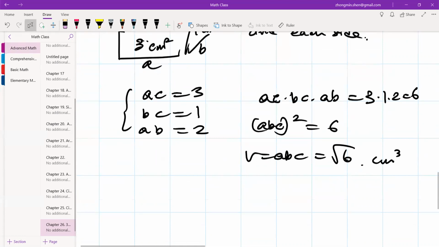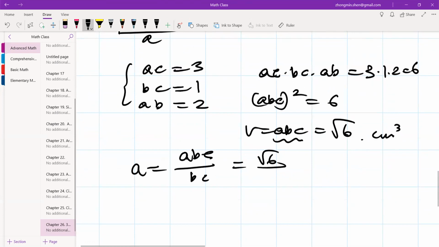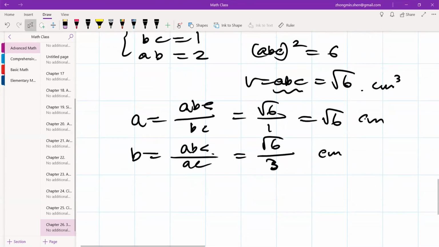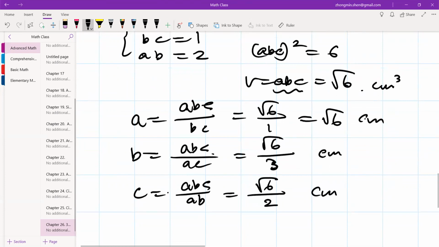Okay, so this is the idea. Since you already found ABC, you can use that combined with any of the equations, like A equals ABC over BC. ABC is the square root of 6, BC is 1, so A is the square root of 6. B is ABC over AC; ABC is the square root of 6, AC is 3. And C is ABC over AB; AB is 2. So this is the quickest way to find ABC.